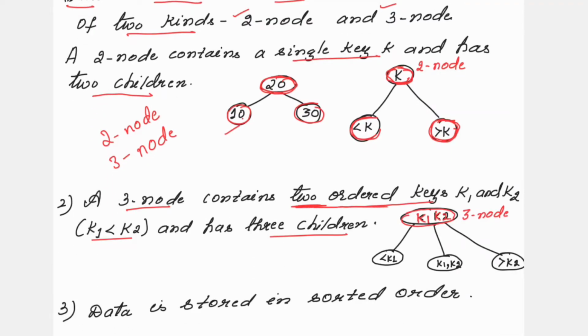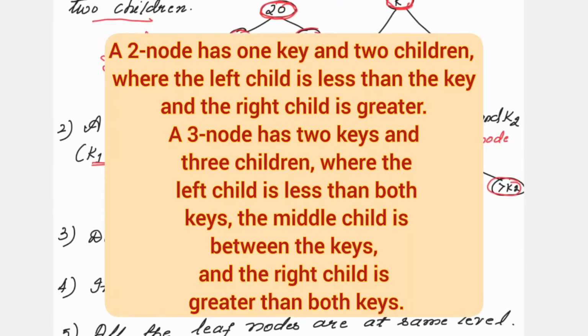A 3 node contains two ordered keys K1 and K2. Here I am showing it, K1 and K2. K1 should be less than K2, and it has 3 children. So here we can show 3 children for this 3 node: 1, 2, 3. Now it will be more clear when I give you an example for this 2 node and 3 node.